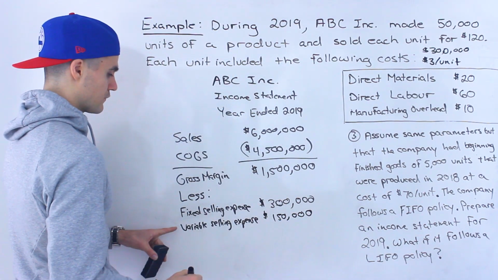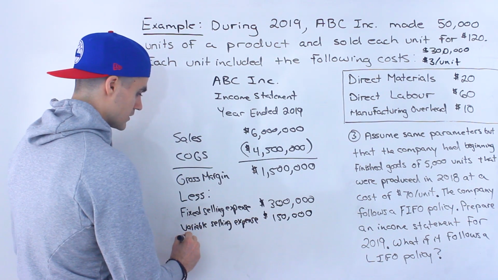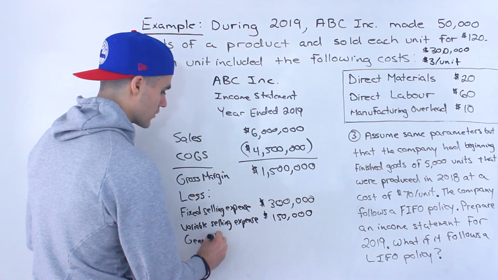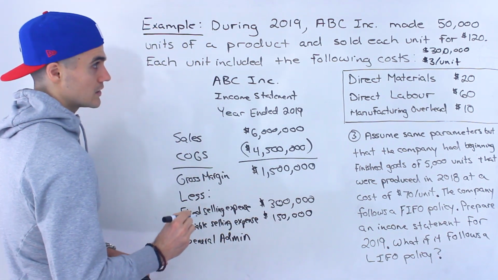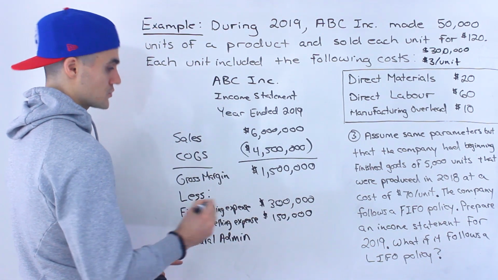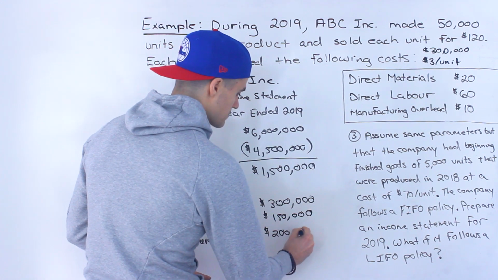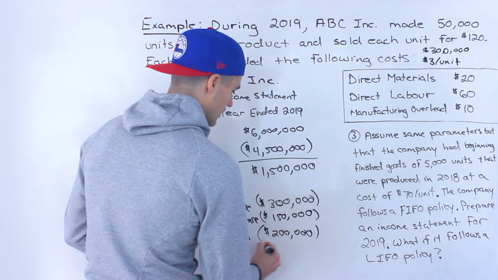All right, and then from there, we're also given that general admin. So I'll call it general admin or other admin. So the general admin was 200,000. And these are all expenses, right? So we're subtracting all of these here.